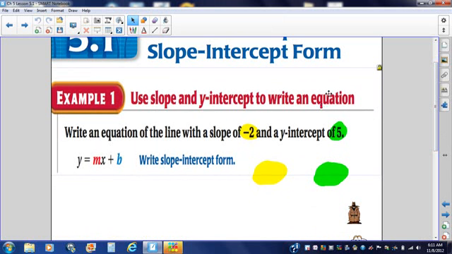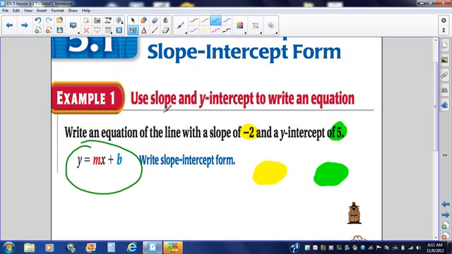So basically they're going to give you a slope of -2 and a y-intercept of 5. They want us to write an equation if we have a slope of -2 and a y-intercept of 5. Please write down the equation. y equals mx plus b. That is our equation for slope-intercept form. Don't forget that this equation will be on your reference sheet, so you do not have to memorize it.